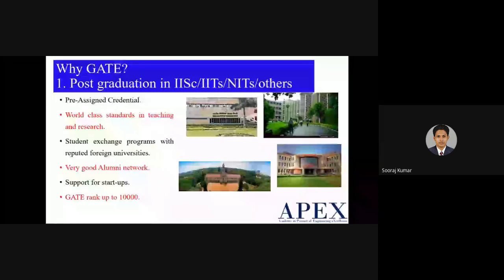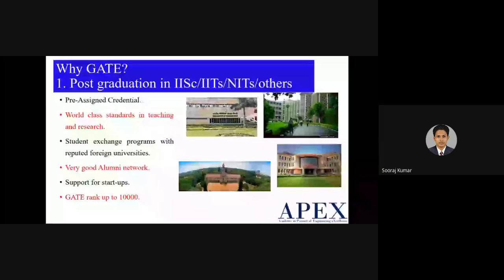But here, when you get into IITs, you will get it free of cost. When you get an M.Tech seat in IITs or IISc, you will get a stipend of how much? 12,400 rupees per month as a stipend. And your fees is so low that using the stipend, you can actually save money.